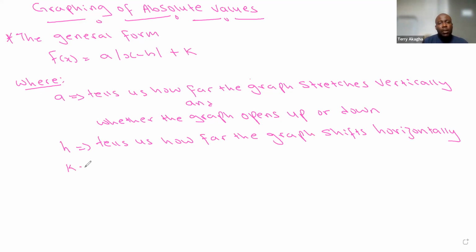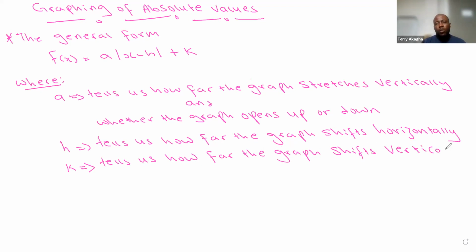And also now the k, similar to the translation of graph upward and downward, same thing. It tells us how far the graph is going to shift vertically. Does that make sense? So this tells us how far the graph shifts vertically. Okay, so these are the three things that you need to keep in mind.